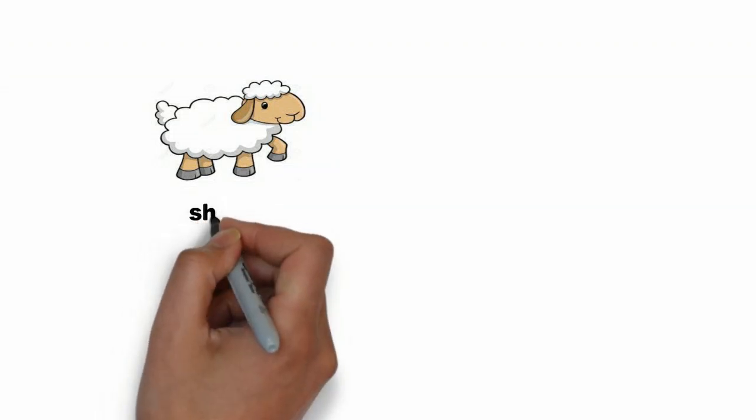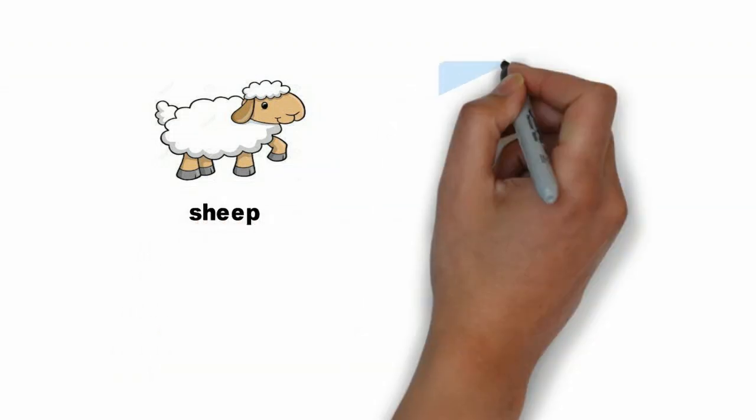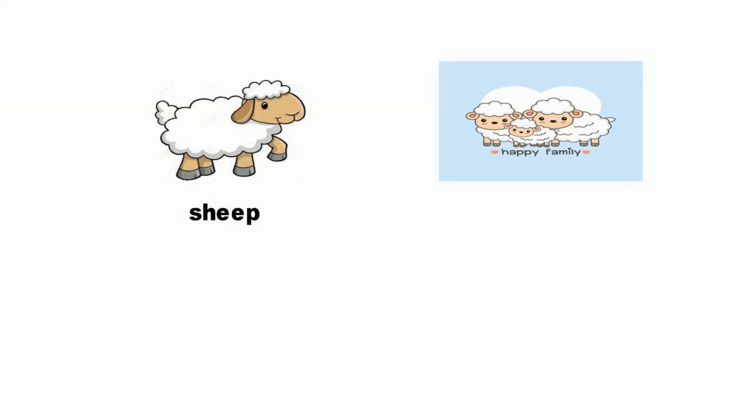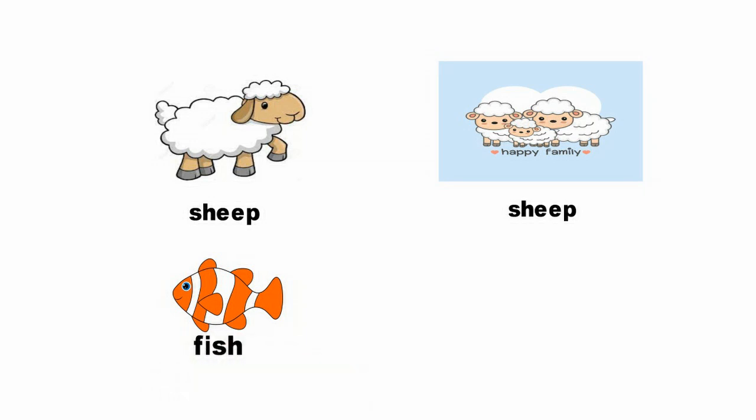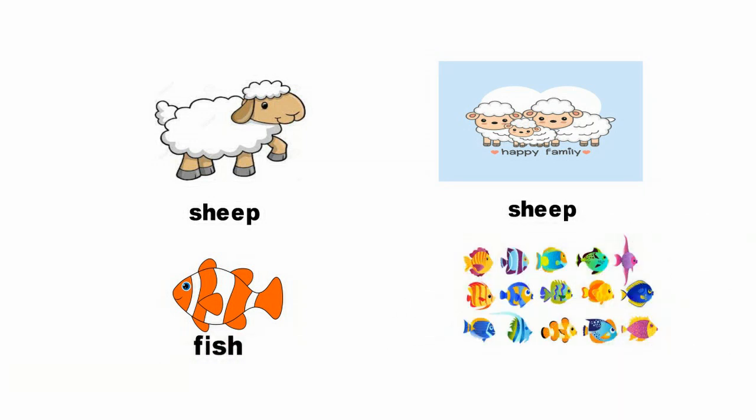Sheep, one sheep. If it's plural, we say sheep. It will remain the same, sheep. Fish, if it's plural, we say fish also. We don't change it.